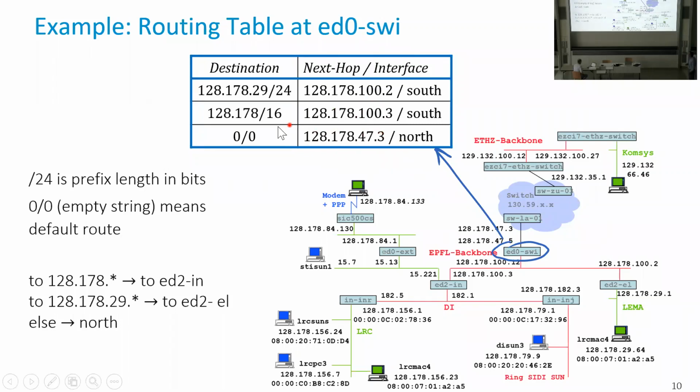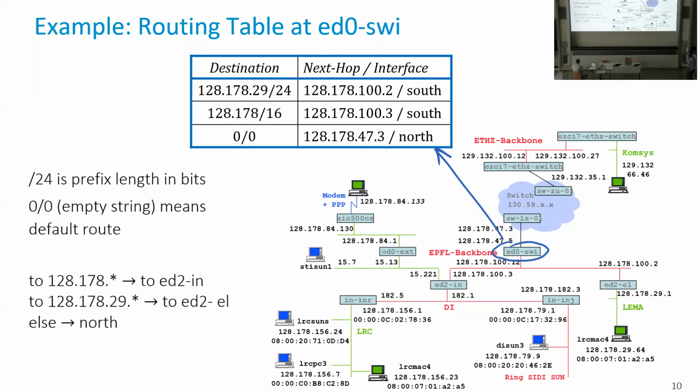We have the EPFL default route. And then we have here 0/0. So that means the empty prefix. 0 means absence of address, and /0 means anyhow we take no bit. And we will frequently find this in routing tables. Here it goes to the north interface.